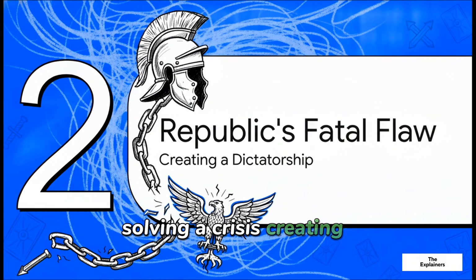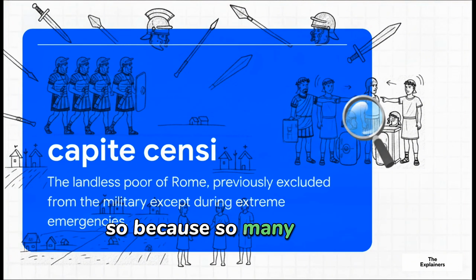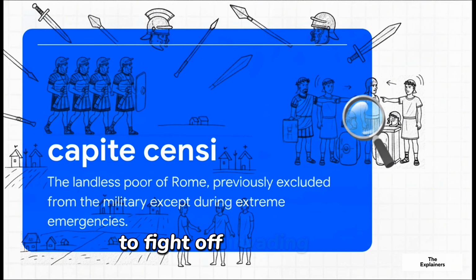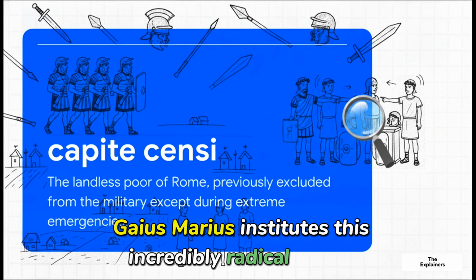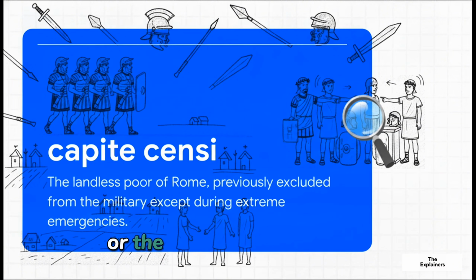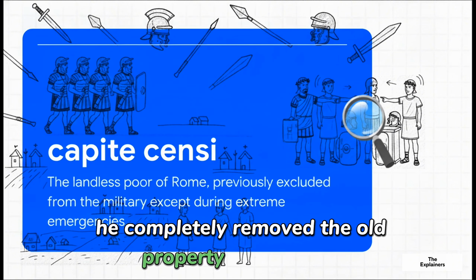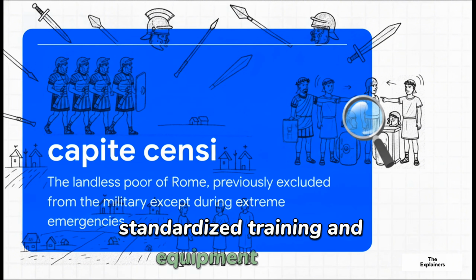Solving a crisis, creating a dictatorship. Let's look at how one military reform accidentally destroyed the entire republic. So because so many of these propertied citizens had lost their land due to those painfully long deployments, Rome was rapidly running out of eligible soldiers to fight off invading tribes. They were in a panic. So in 104 BC, the general Gaius Marius institutes this incredibly radical reform. He just starts recruiting the Capiticensi, which basically translates to the head count or the landless poor of Rome, directly into the professional legions. He completely removed the old property requirement and the state provided standardized training and equipment instead.